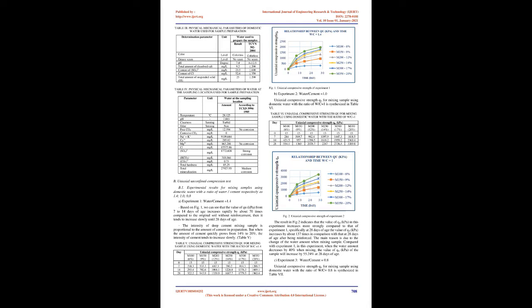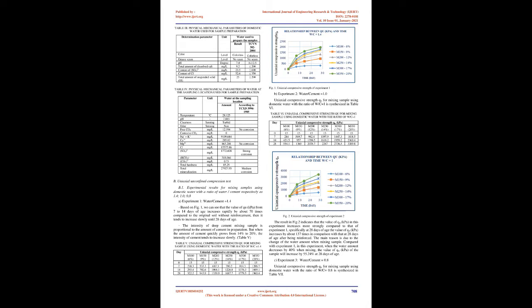B. Experiment 1. Water/cement equals 1.4. Based on Fig 1, we can see that the value of UCS, kPa, from 7 to 14 days of age increases rapidly by about 70 times compared to the original soil without reinforcement, then it tends to increase slowly until 28 days of age. The intensity of deep cement mixing sample is proportional to the amount of cement in preparation. But when the amount of cement quickly grows from 14% to 20%, the intensity of cement tends to increase slowly.